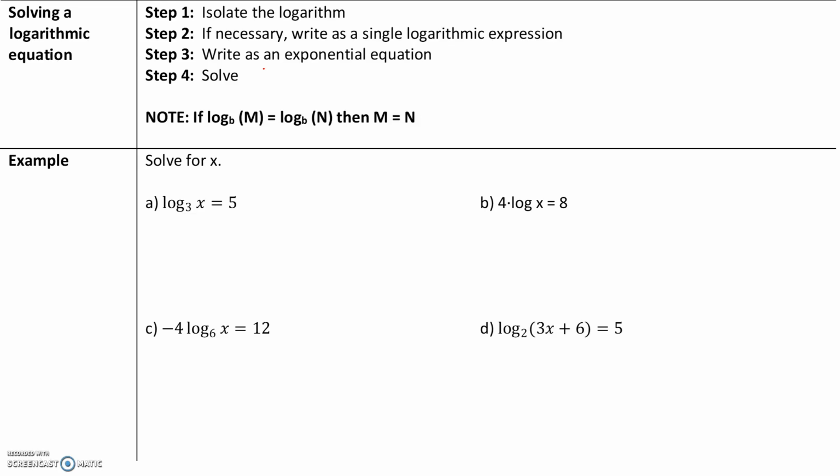Okay, so here we have log base 3 of x equals 5. This is a logarithmic equation, which means to solve it, we will have to rewrite that as an exponential equation. But is a logarithm isolated? Yes. Do we have a single logarithm? Yes. As long as the first two steps are met, we can go to step 3 and write this as an exponential equation. So the base of the log is going to become the base of the exponent, and then the x and 5 interchange. So we have 3 to the 5th equals x. And if you multiply 3 five times, or put this in a calculator, we're going to get x equals 243.